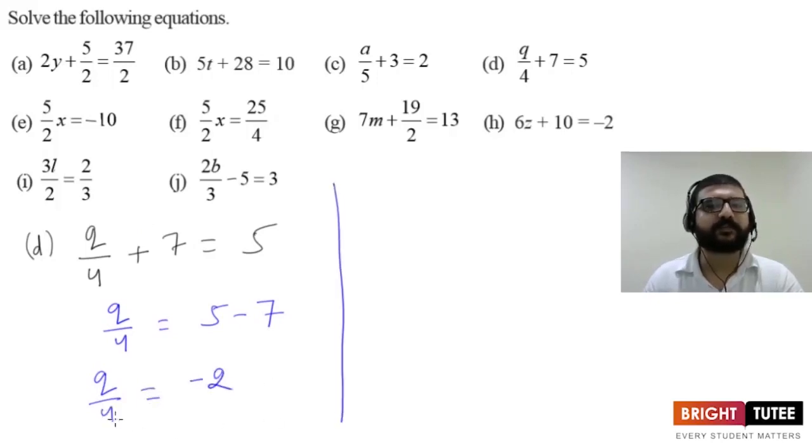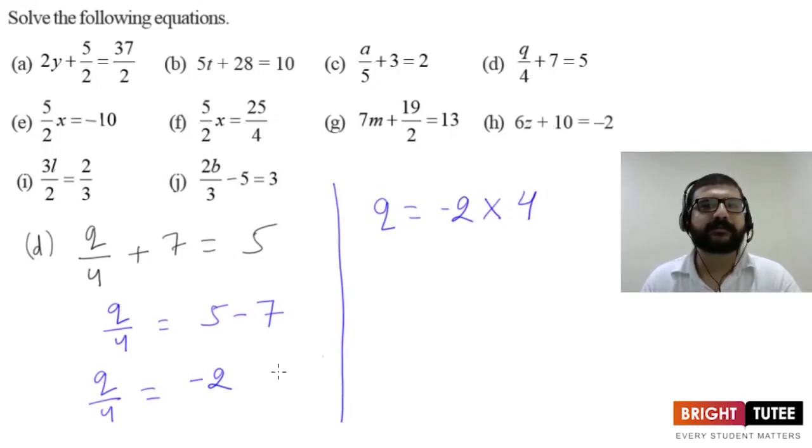Now we have to remove this 4 from the denominator. So we will transpose it to the right side. So this gives us q is equal to minus 2 multiplied with 4. Why did we multiply 4 here? Because 4 was in division with q. So after transposing it will come in multiplication. Hence the value of q we are getting is minus 8. So the solution of this equation is q is equal to minus 8.